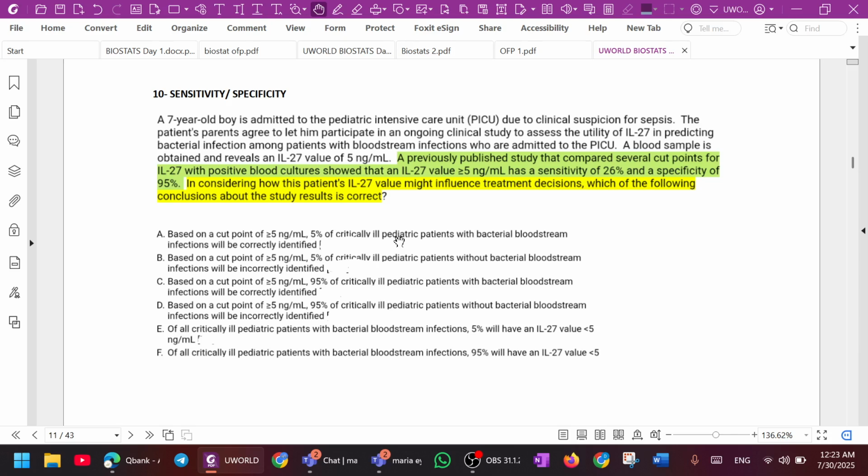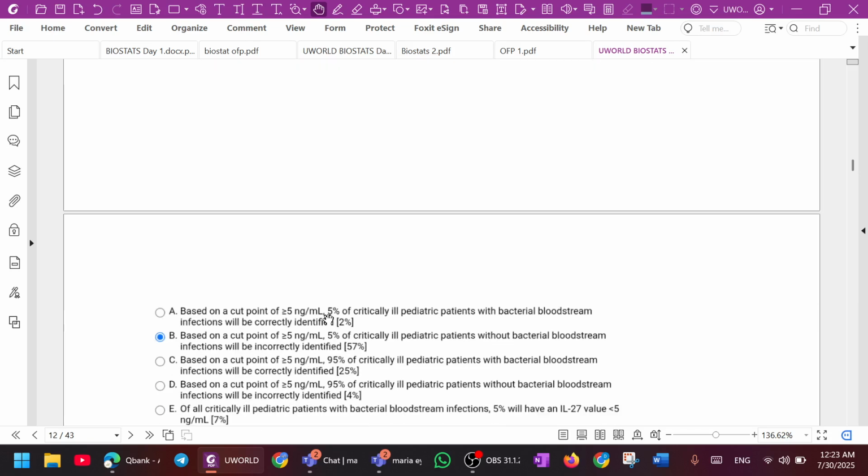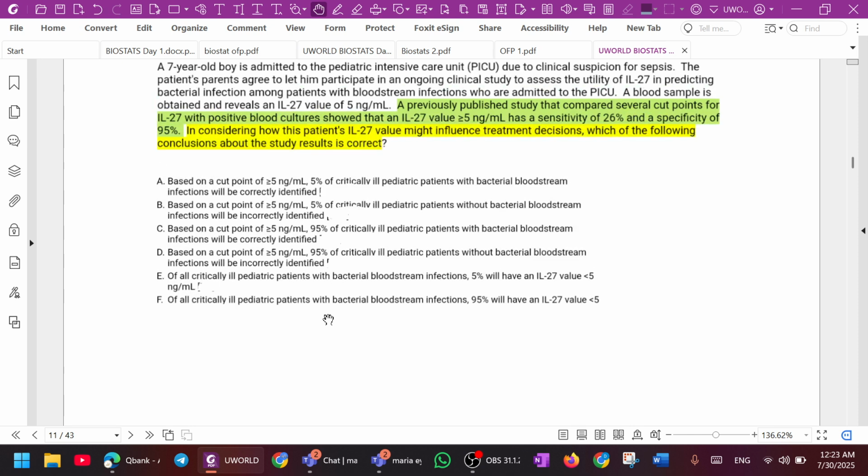Are you waiting for my answer? Yes. Sorry. Is it B? B as in boy or D as in dog? B as in boy, not dog. I don't know the answer. I think it's F, but I'm not sure. Let's check because I have no idea.